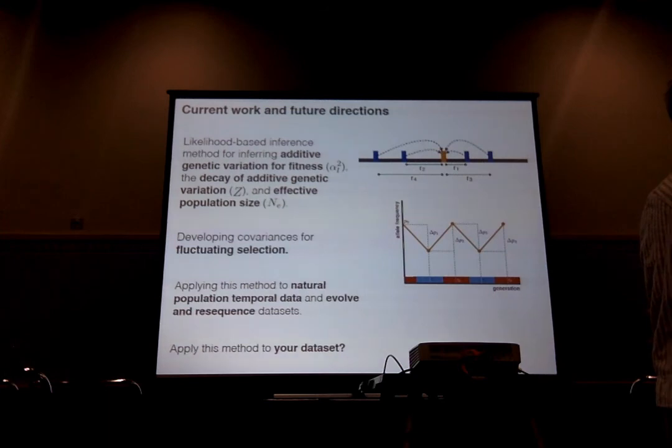The idea here is that if a neutral allele finds itself on a fitness background, maybe that fitness background is beneficial in one season but not beneficial in another, and that would create negative covariance across seasons. And we're applying this to natural population temporal and evolved and resequenced data sets currently.